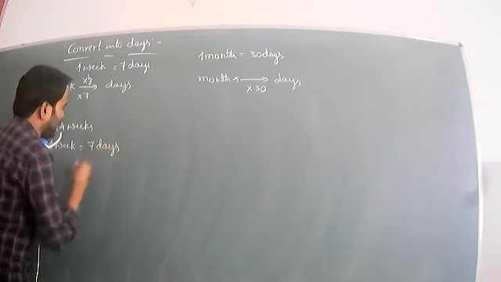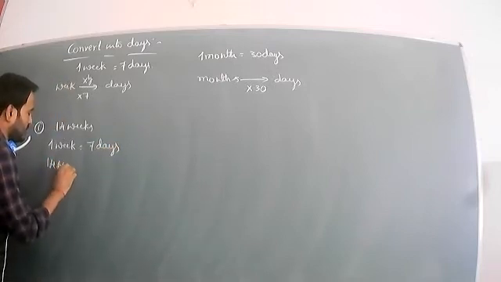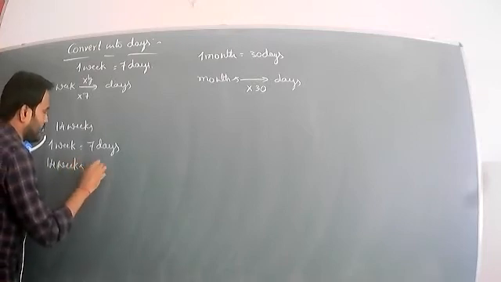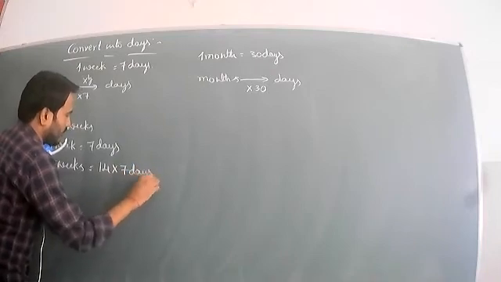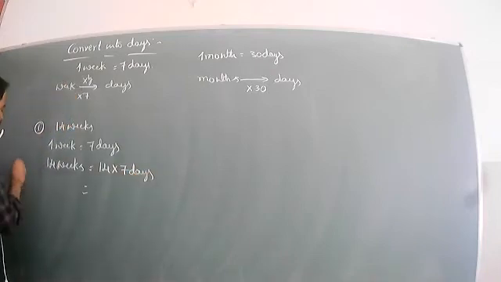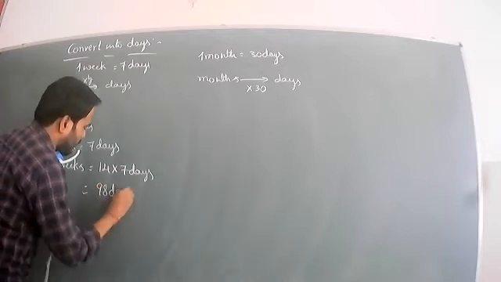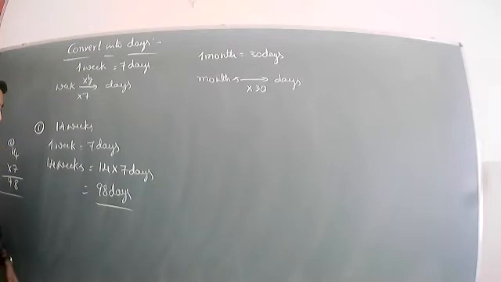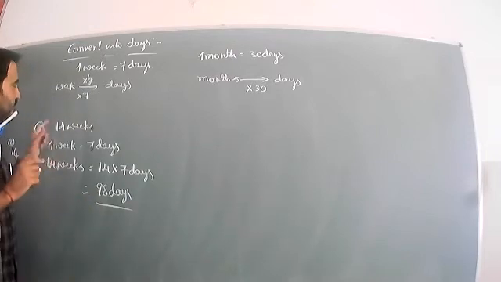So we have to find out 14 weeks. We should multiply 14 into 7. 14 into 7 days. 7 fours are 28, 2 carry. 7 ones are 7, 7 plus 2, 9. 98 days. Approximately it is 3 months. Okay, so this is the 14 weeks.